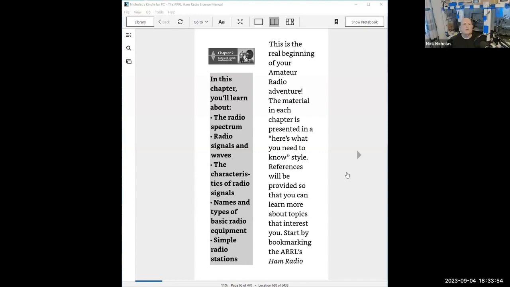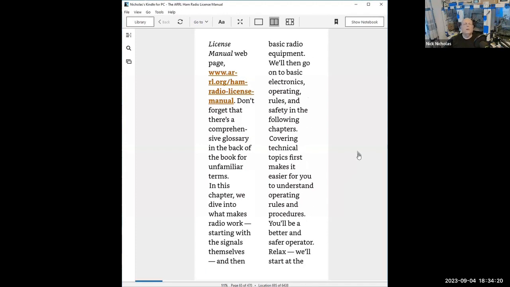Here we go. Chapter 2. In this chapter, you'll learn about radio spectrum, radio signals and waves, the characteristics of radio signals, names and types of radio equipment, and simple radio stations. Well, I hope we'll go a little beyond that, because otherwise I'm pretty much useless. I asked you guys to try to read this, but I figure that maybe you haven't read it all. Not a big deal. This is not a crucial chapter in terms of the information it covers. Much of it's repetitive of the technician class.